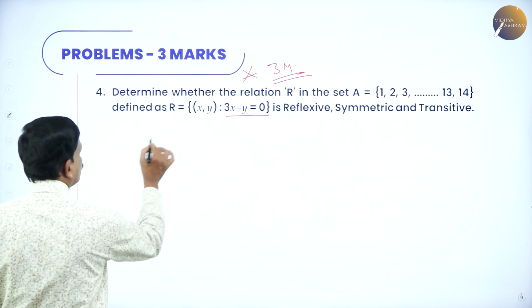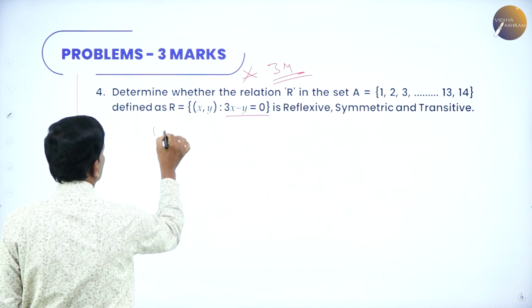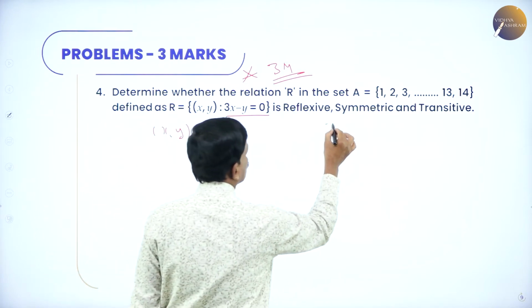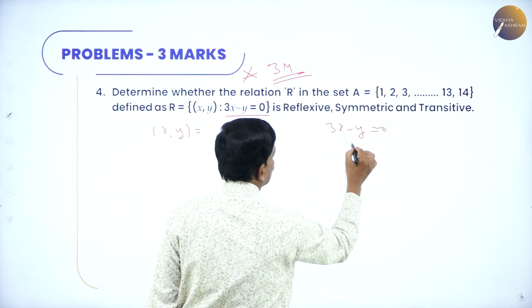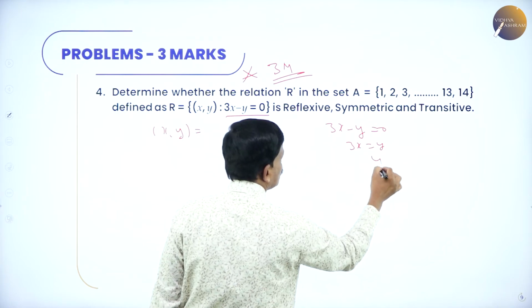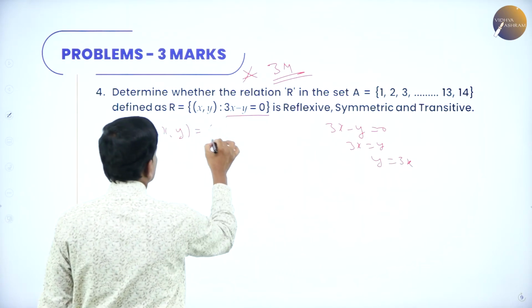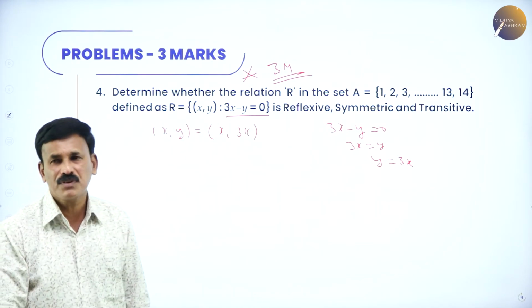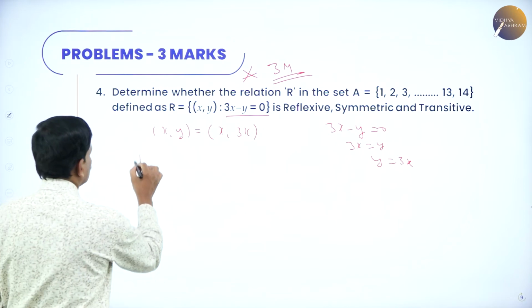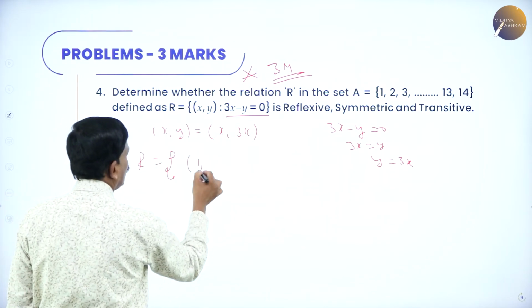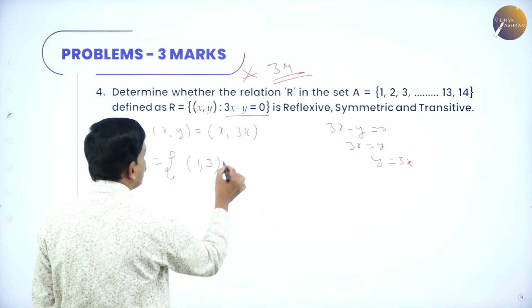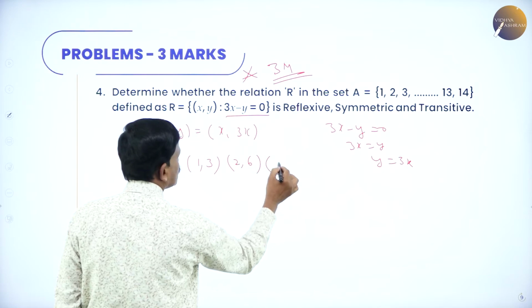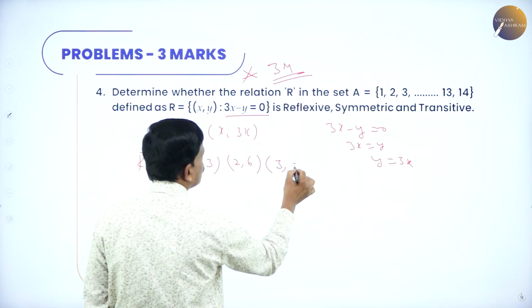Now what is the condition given? The condition given is (x, y) such that 3x minus y is equal to 0. 3x minus y equal to 0 means 3x is equal to y, y is equal to 3x. Straight away we will put (x, 3x). That means the first element is multiplied by 3 for the second element, that's all. Now let us write the elements. First element is 1, 3 into 1 is 3, so (1, 3). First element is 2, 3 into 2 is 6. Next, first element is 3, 3 into 3 is 9.